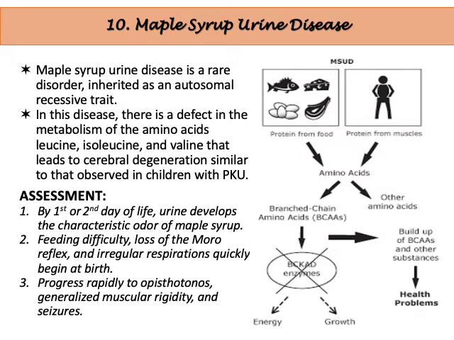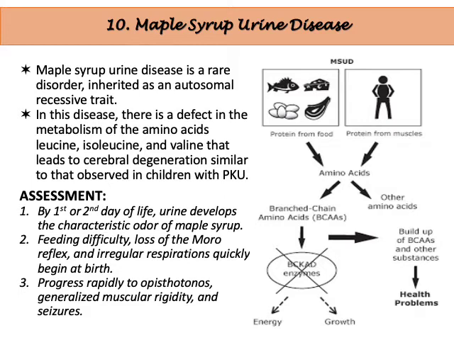Maple syrup urine disease is a rare disorder inherited as an autosomal recessive trait. In this disease, there is a defect in the metabolism of the amino acids leucine, isoleucine, and valine. Again, this is because there is a lack of the liver enzyme needed to convert them. This leads to degeneration similar to that observed in children with PKU.